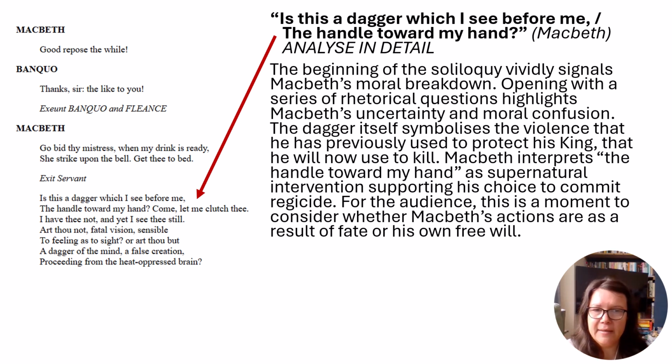We know that Macbeth's violent nature is part of the reason why he's admired, but he interprets the handle towards my hand as supernatural intervention supporting his choice to commit regicide. So for the audience, this is a moment where we consider whether Macbeth's actions are a result of the fate that the witches have implied or of his own free will.